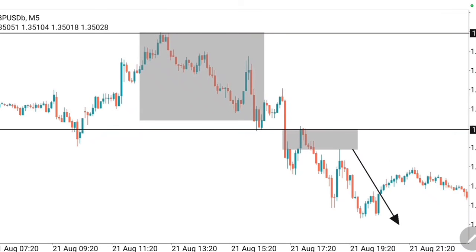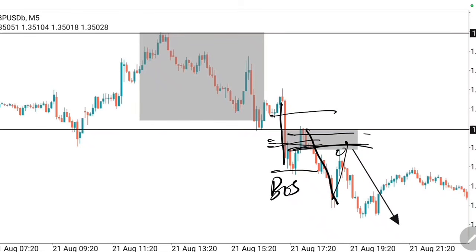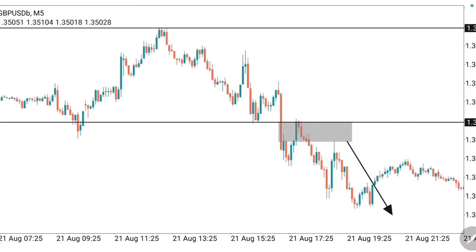So there are different ways you can enter. The market broke the low, sold from the FVG here, gave us another low, broke this low, break of structure, came back to this zone, tapped into the zone, and sold from there.